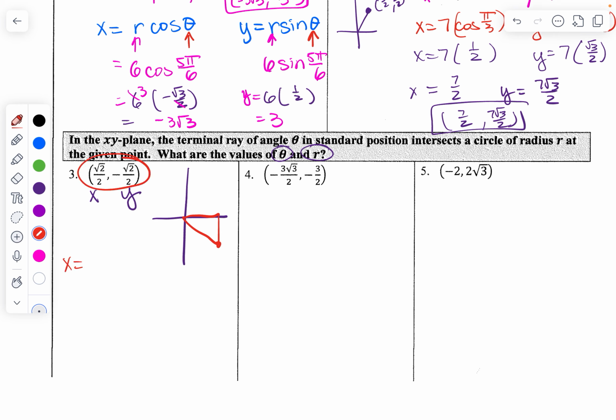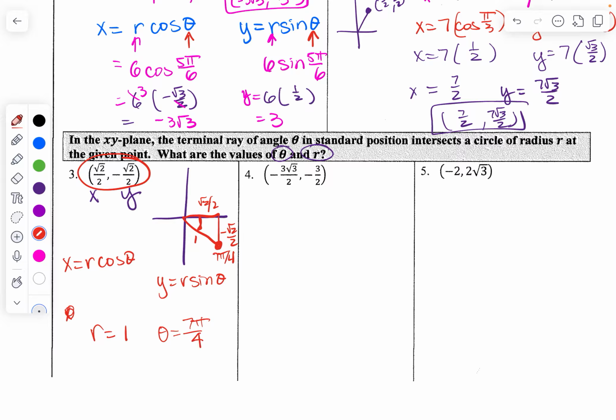So if I know x equals r cosine theta and y equals r sine theta, well, this is root 2 over 2, and this is negative root 2 over 2. We've seen that before where the radius is 1. And we know this angle has to be 45 degrees, or pi over 4 in the fourth quadrant. So we know that's 7 pi over 4. Okay, so the radius is 1 because it's from the unit circle, and the theta is 7 pi over 4.